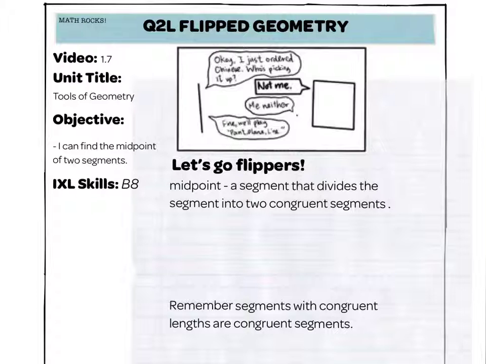So this is video 1.7. This is Tools of Geometry, and your objective today is I can find the midpoint of 2 segments. The skill that you should be working on is not just B8 now, but it should also be B7. B7 is also a skill that you should be able to work on and complete.